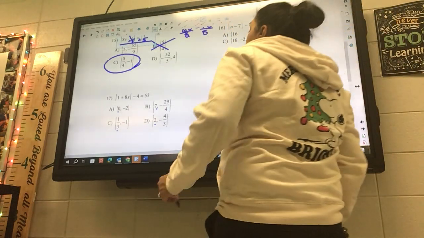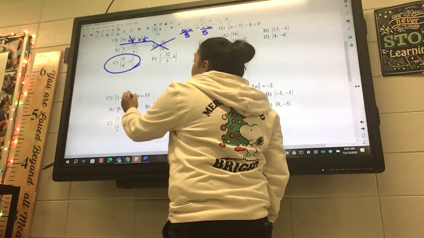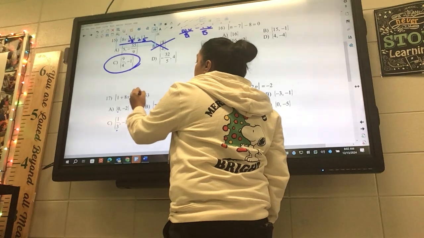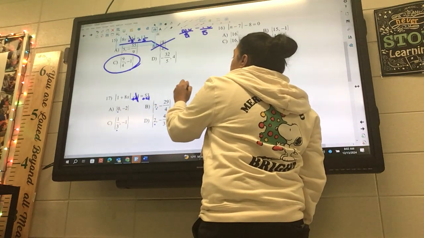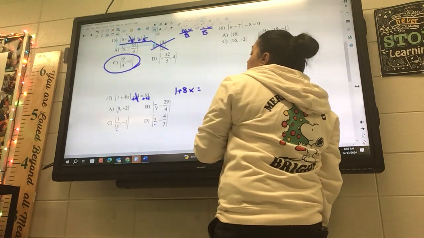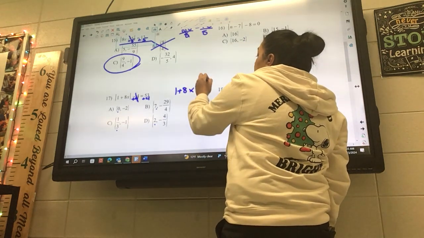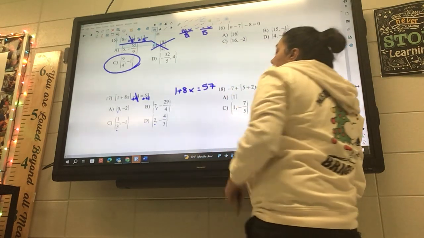For starters, okay? So we have to move the 4 first. That's going to be our first step, is to move that 4 because he's on the outside of the bars. Okay, so I'm going to get 1 plus 8x. 53 plus 4 is going to be 57.